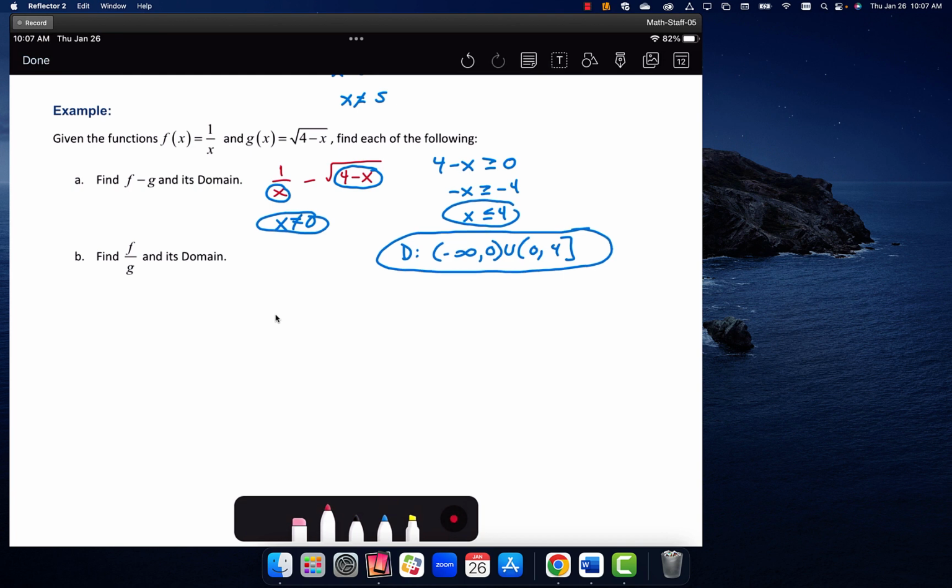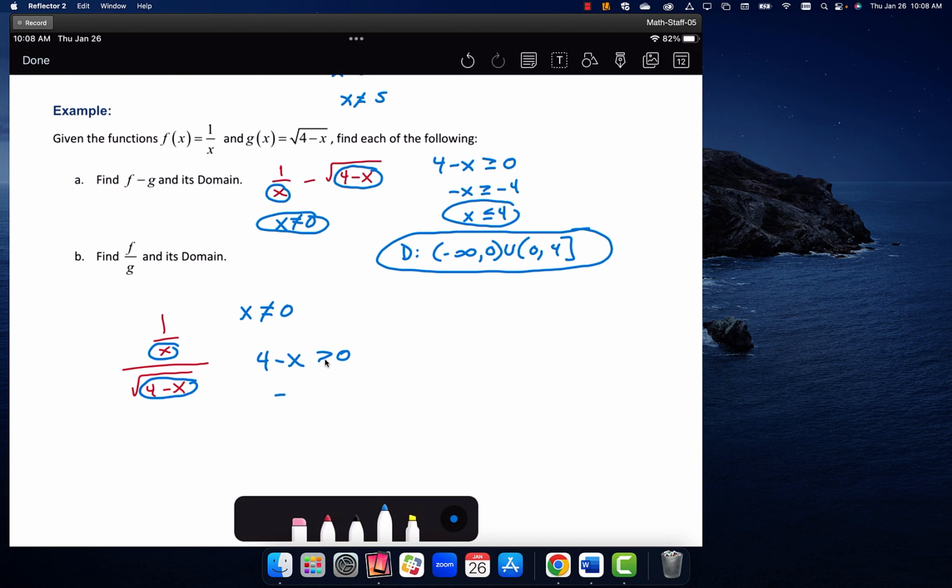And then in the next set, we have f divided by g. So again, we have two issues. We have division by 0 here. X cannot be 0. And we also have this radicand. 4 minus x has to be greater than or equal to 0. But in this case, it's in the denominator, so we can't have equality. So we're going to make it strictly greater than. Again, when it's in the denominator, we don't want to have the equality part.